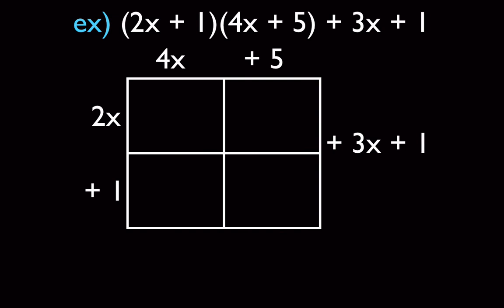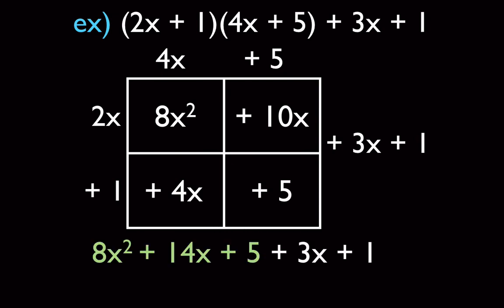2 times 4 is 8x squared. 2 times 5 is 10x. 1 times 4 is 4x. And 1 times 5 is, of course, 5. So now I'm going to do exactly what I'm used to doing. I'm going to bring all that stuff down. I've got 10x and 4x, which give me my 14x, plus 5. Notice that I left that in green like we'd been doing, but on the right side, I wrote down my plus 3x plus 1. Now I simply combine like terms.